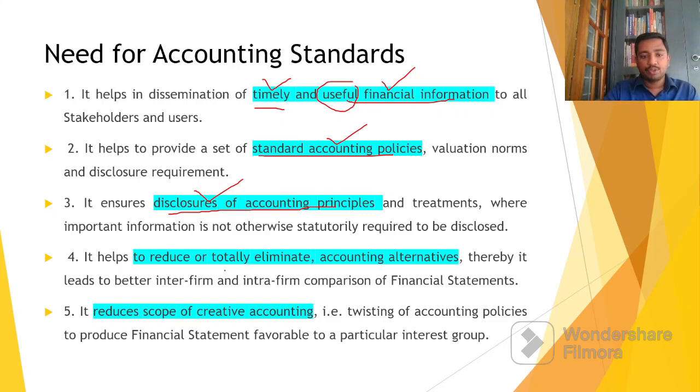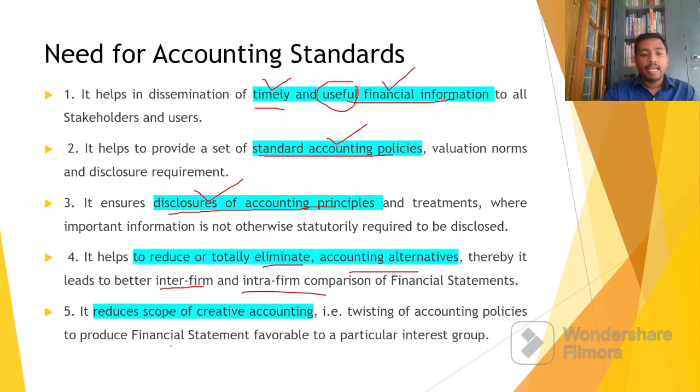Then it helps to reduce or totally eliminate accounting alternatives, thereby helping in better inter-firm and intra-firm comparisons. So there should be a standardized procedure. That's why we say that it eliminates or reduces the accounting alternatives. If changes regularly happen to an accounting system, then firm comparisons may not be possible. So the accounting standard ensures that there is a standardized procedure, with no change in the procedures year to year, so that it helps accountants and stakeholders with inter-firm and intra-firm comparison.